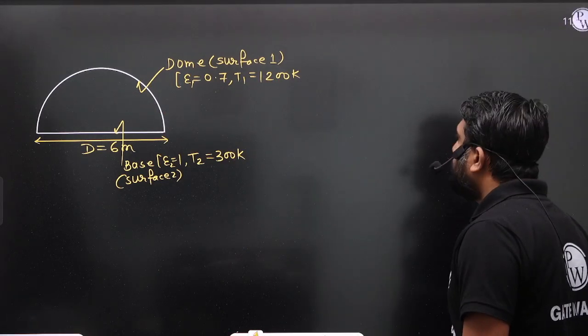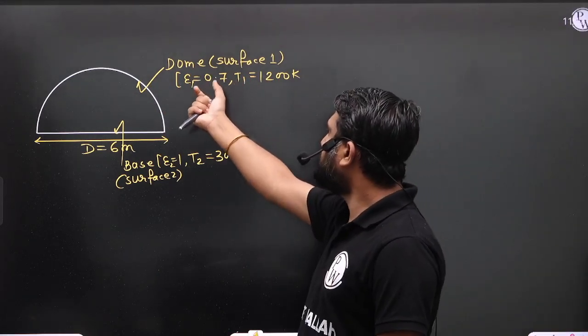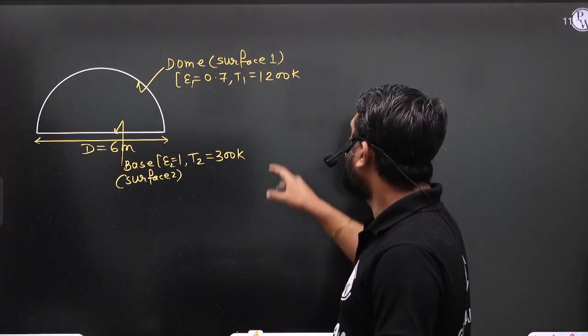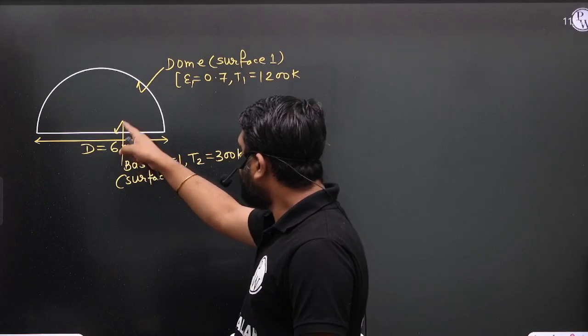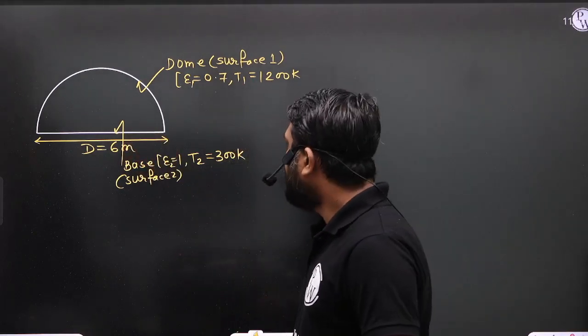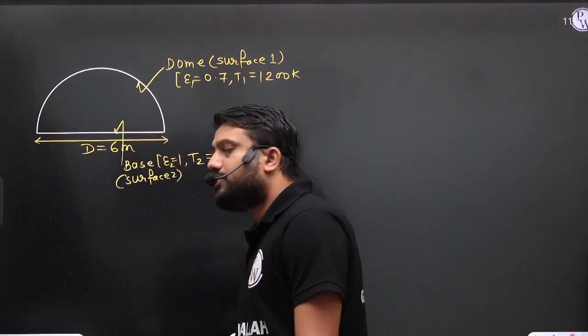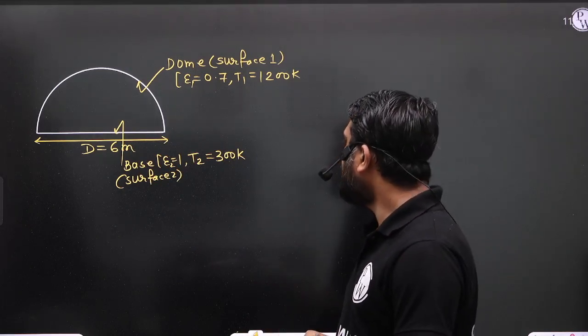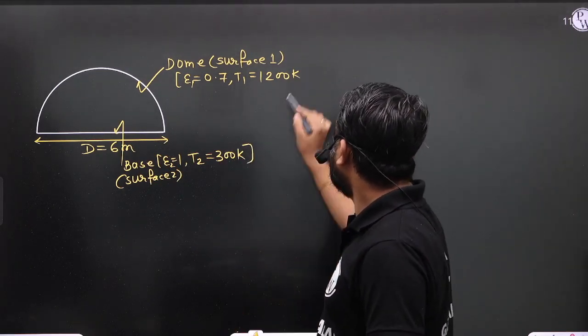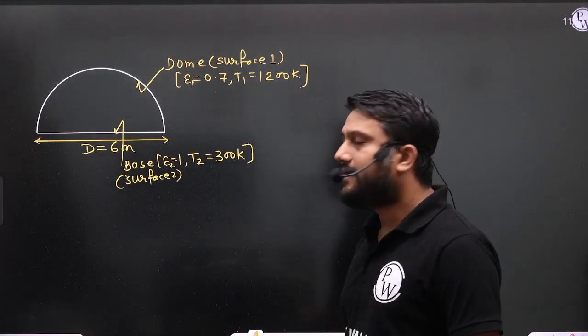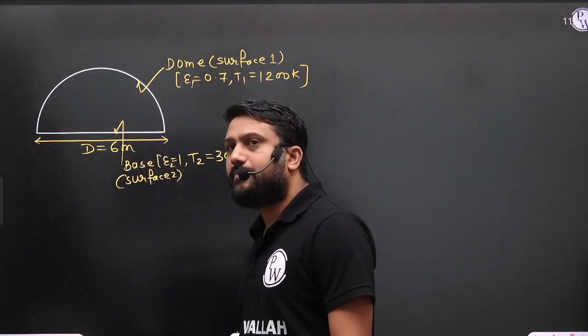So the dome emissivity is 0.7. So epsilon 1 is equal to 0.7 and the temperature of the dome is 1200 Kelvin. The base is a black body, so emissivity is equal to 1. So epsilon 2 is equal to 1 and T2 is equal to 300 Kelvin, right? And this base is surface number 2.